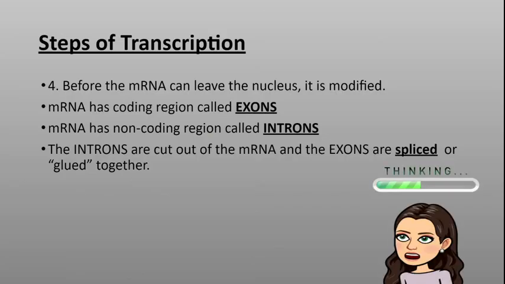Now, step 4. Before the mRNA can leave the nucleus, it is modified. Now, mRNA has coding regions called exons. mRNA also has non-coding regions called introns. Now, the introns are cut out of mRNA, and the exons are spliced or glued together. Spliced is just a fancy word for saying we're gluing stuff together.